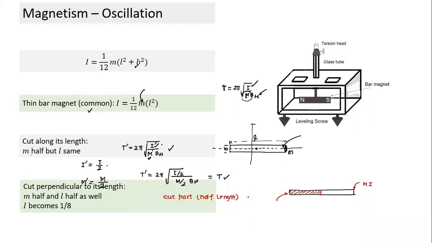Mass, M dash, will be equal to M by 2. L dash will become L by 2. So what will I dash be equal to? I dash is equal to 1 by 12 into mass into length squared. You can easily substitute M dash as M by 2, so this becomes half, length becomes half, so it becomes 1/8. I dash will become 1/8 of I.